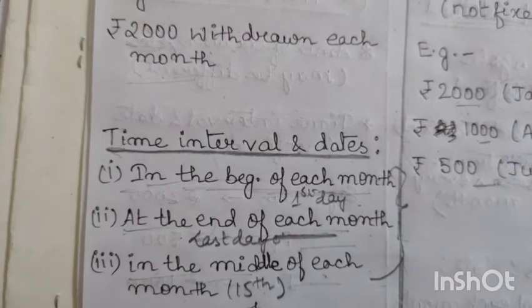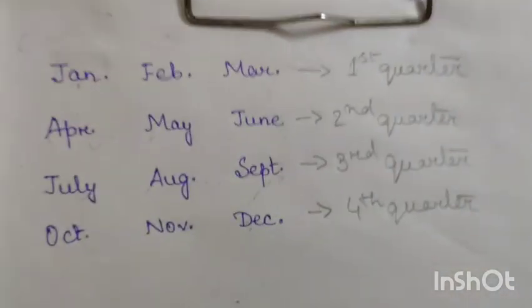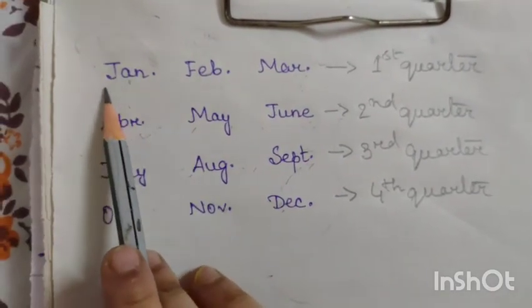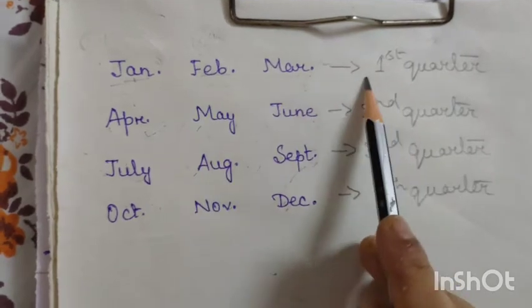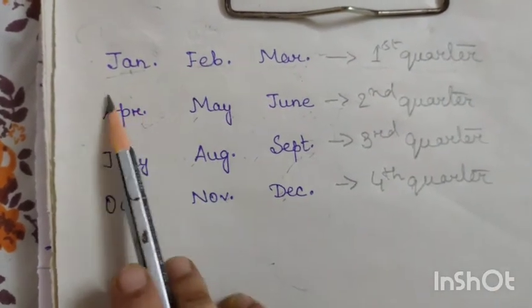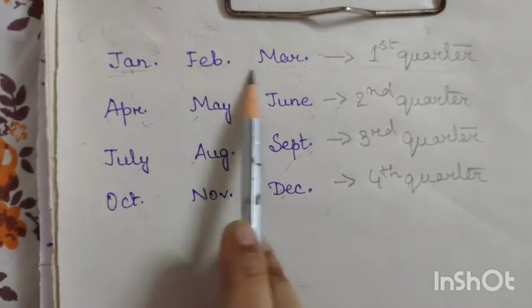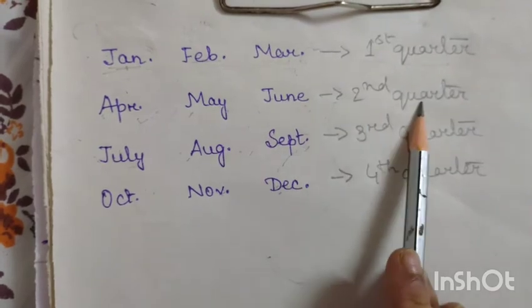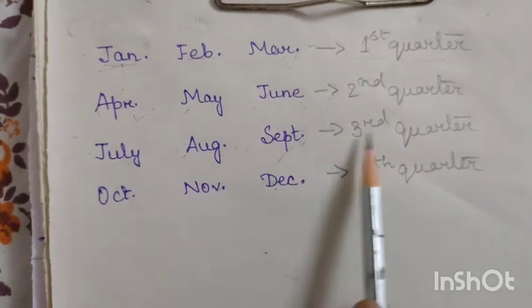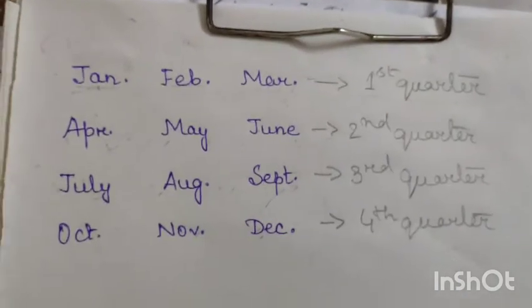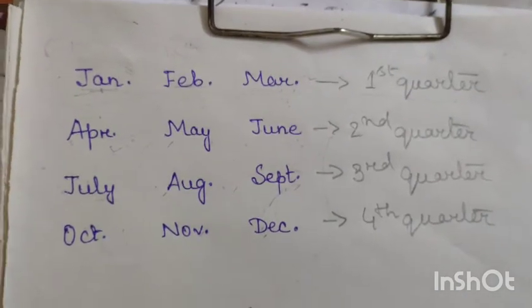Now you can withdraw quarterly also, okay? Now what does this quarterly mean? It means dividing the year into 4 quarters. January, February, March will be the first quarter, okay? 3 months in each quarter. So the first quarter is January, February, March, then April, May, June will be the second quarter, then July, August, September will be the third quarter, then October, November, December will be the fourth quarter. So this is the quarterly distribution.